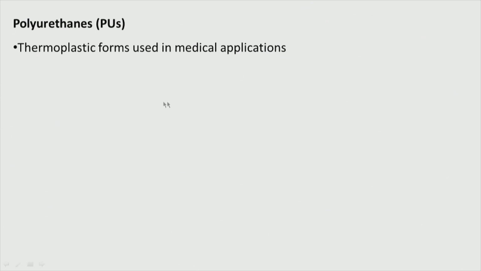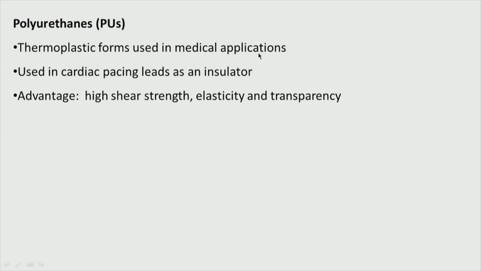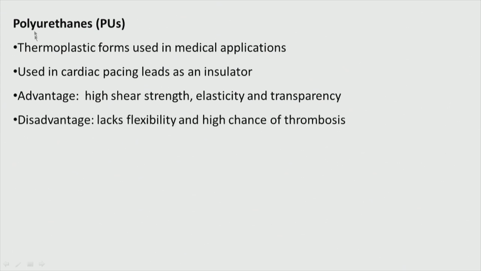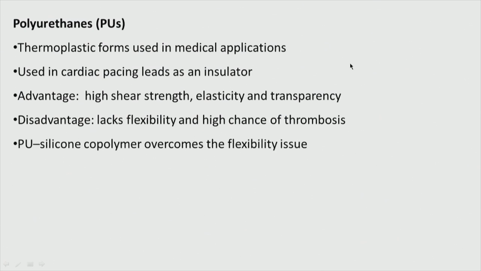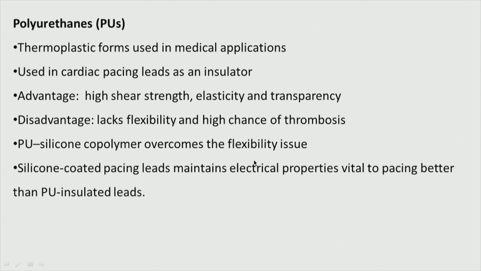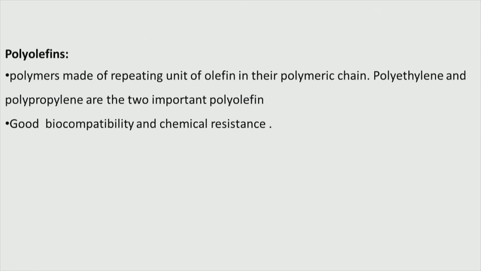Polyurethanes are thermoplastics, used quite a lot in medical applications, used in cardiac pacing leads and in other areas also. High shear strength, elasticity, transparency, but lacks flexibility and has a high chance of thrombosis. PE silicone copolymers are used in some of these to improve the flexibility. Silicone coating on pacing leads maintains electrical properties for better pacing than PU alone. Polyolefins have good biocompatibility and chemical resistance, especially polyethylene and polypropylene.